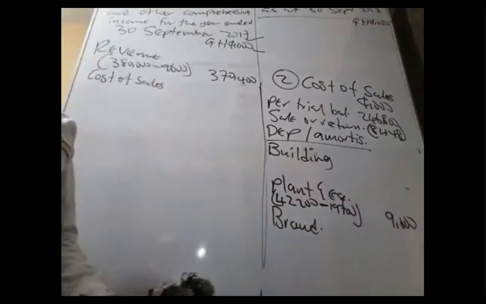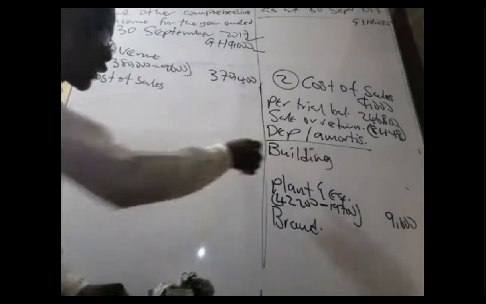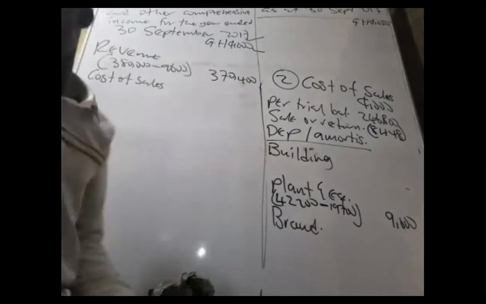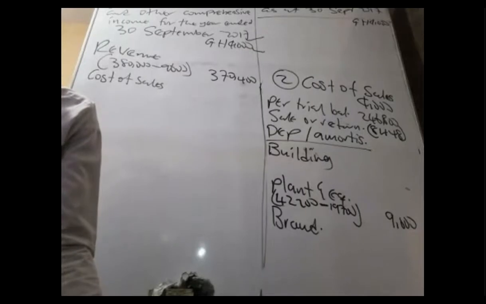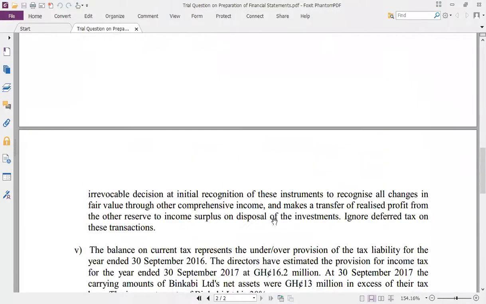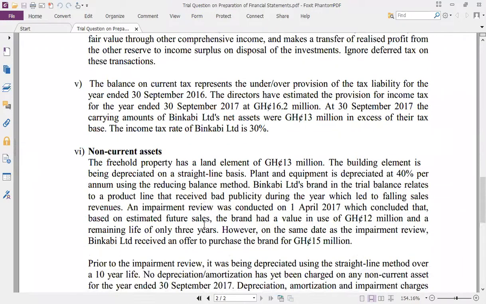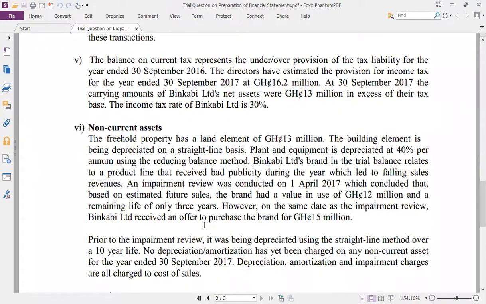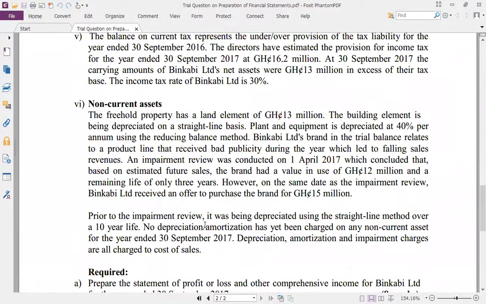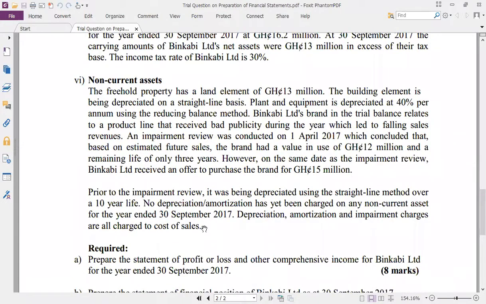So 9,000. Second, there are three. Let's go to building. For building, there was no information apart from the breakdown. That's on a straight line basis, right? So this gives us the useful life of the building. You have to tell us the useful life of the building.